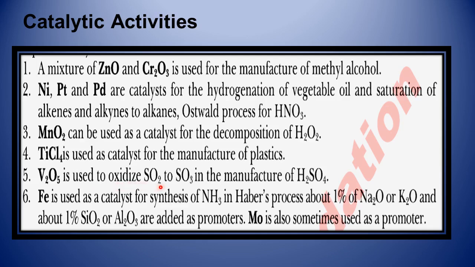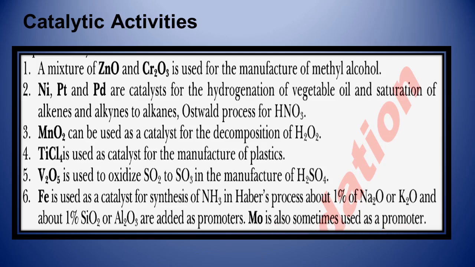Iron is used as a catalyst for the synthesis of ammonia in the Haber process, and about 1% of sodium oxide or potassium oxide and about 1% of silicon oxide or aluminium oxide are added as promoters. Now, what is a promoter? It is going to further activate the catalyst. Molybdenum is also sometimes used as a promoter. So these are a few examples of transition elements as catalysts.